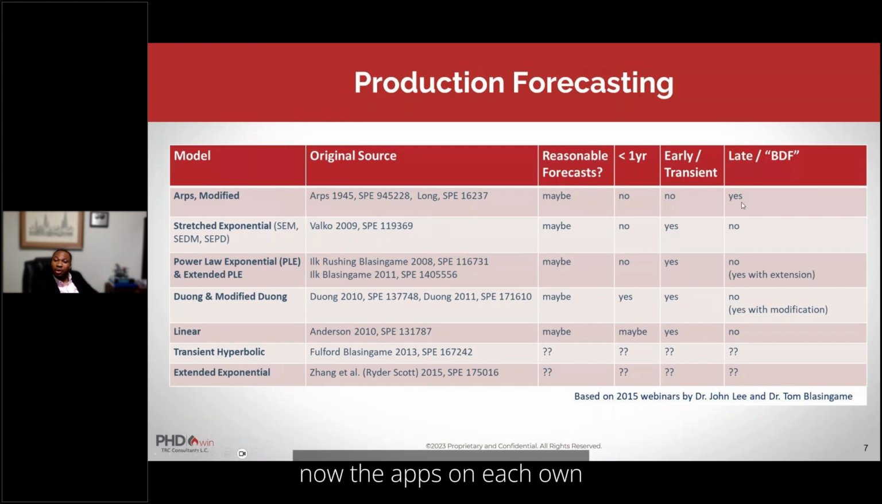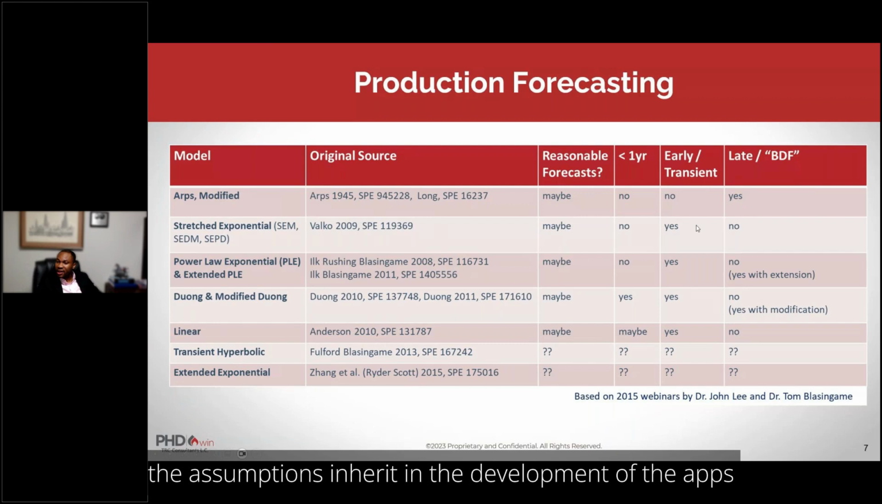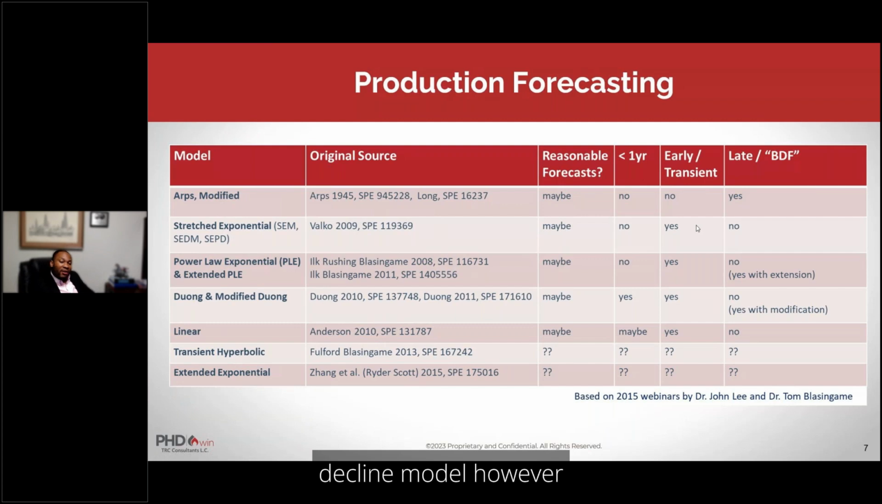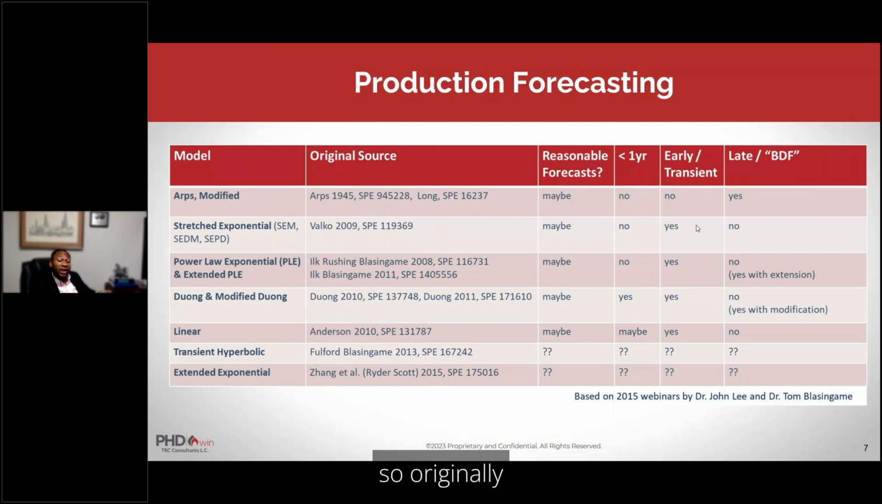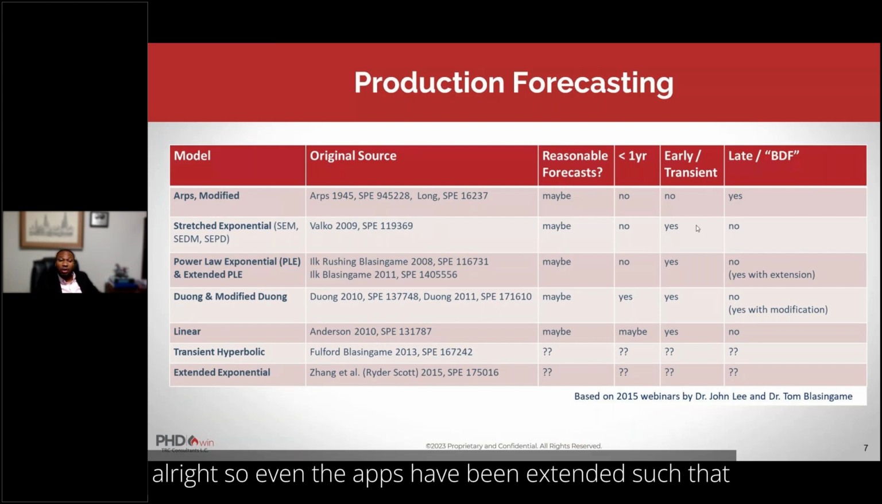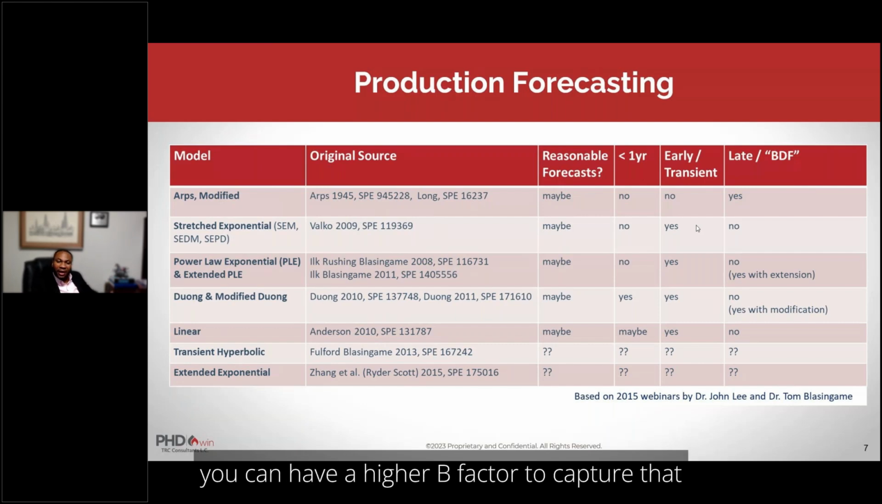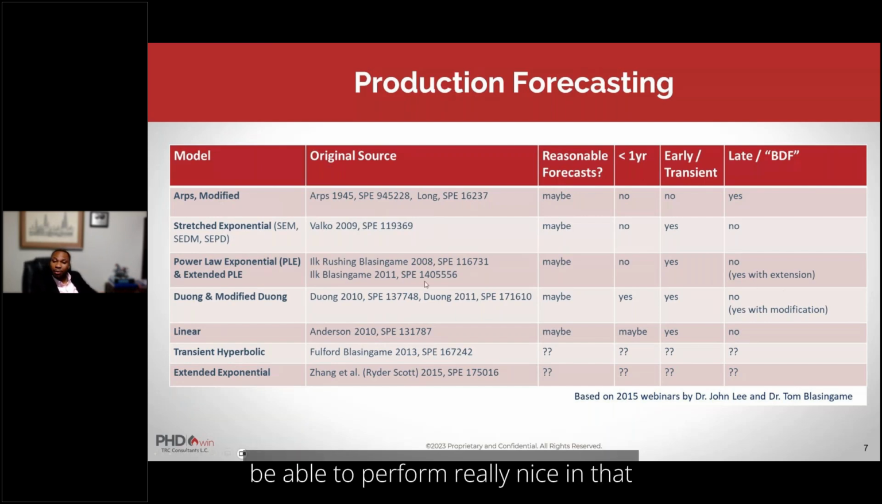Now, the Arps model on its own was designed for the late and boundary dominated flow, based on the assumptions inherent in its development. However, Arps originally has a B factor, which is a really important parameter in the Arps decline model. Originally, the B factor can go from anywhere 0 to 1. Even so, the Arps model has been extended such that you can have a higher B factor to capture that early transient period. So the Arps itself can be modified to perform really nicely in that early or transient time period.